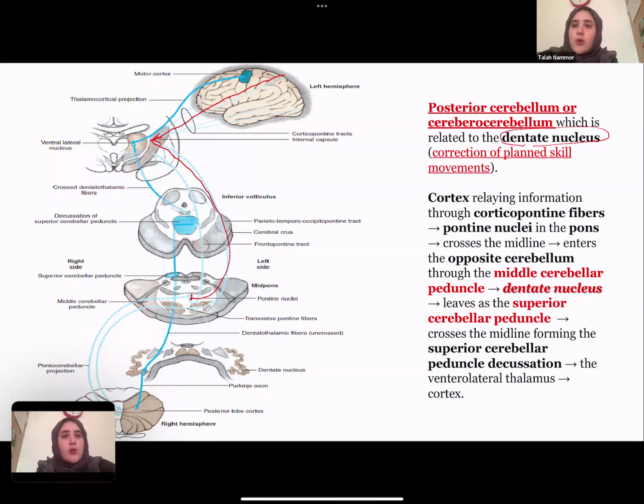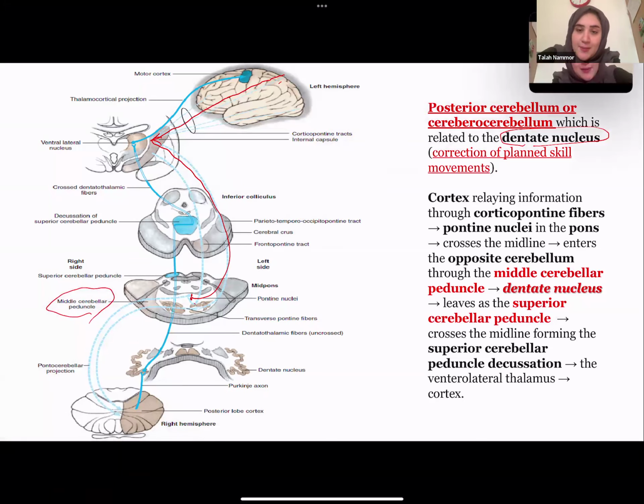After it goes into the pons, the pons goes through the middle cerebellar peduncle. This is an important thing: the middle cerebellar peduncle. Through the middle cerebellar peduncle, it's going to enter the cerebellum. We have to focus on two things. The superior cerebellar peduncle is the only peduncle that takes things out of the cerebellum to the cortex. So in all of these pathways, it always ends up with the superior cerebellar peduncle taking the information or whatever signal to the cortex.